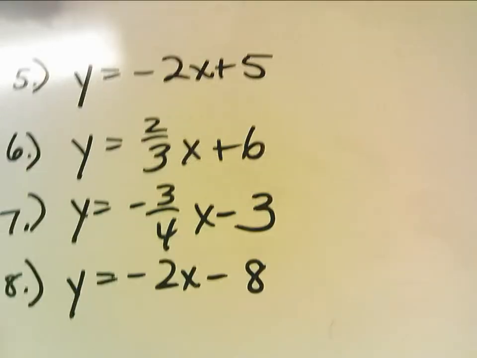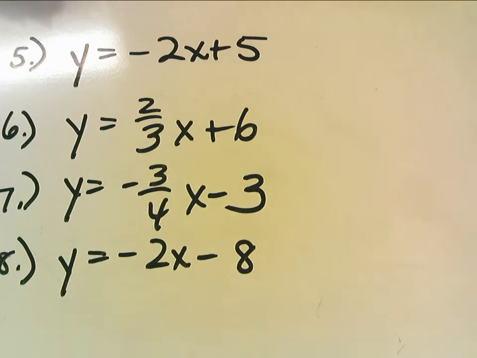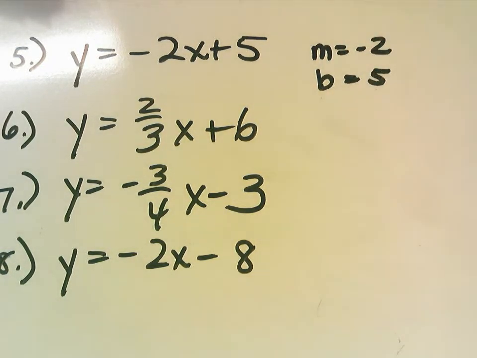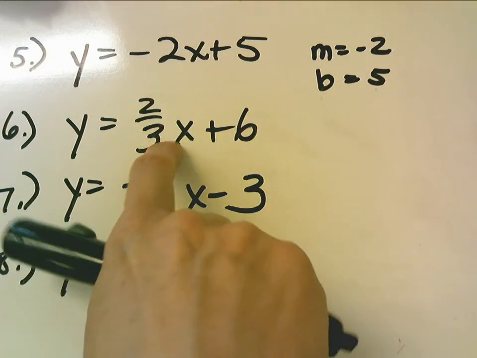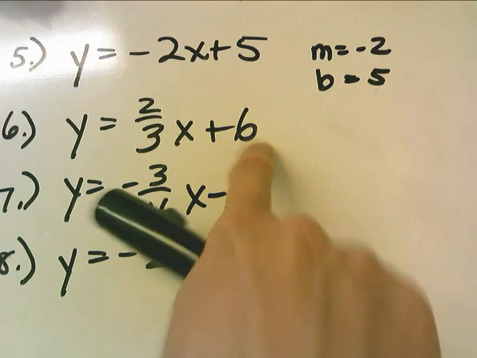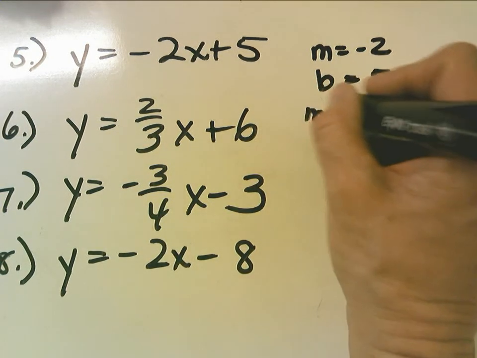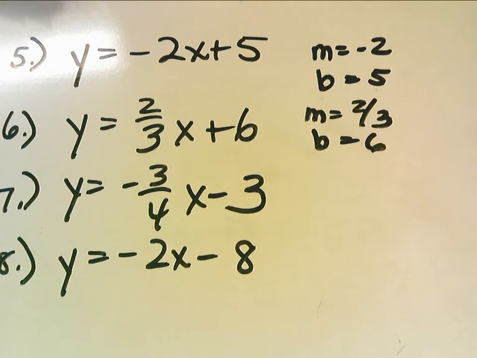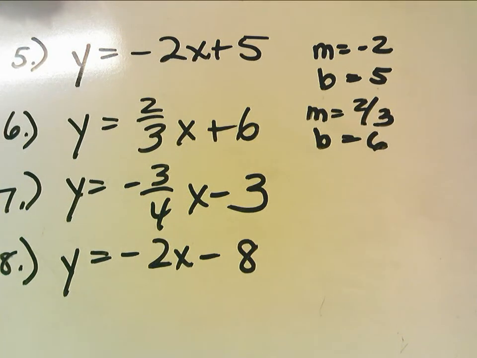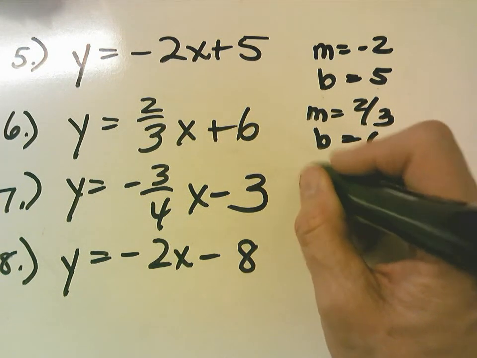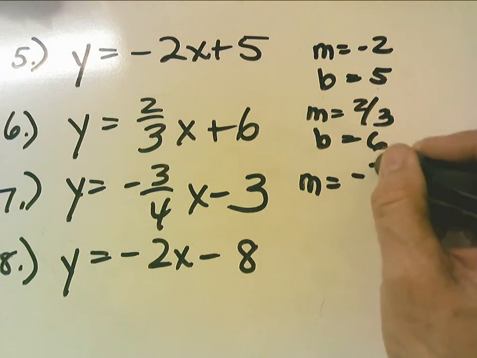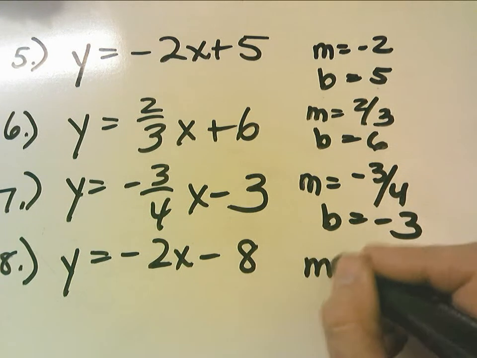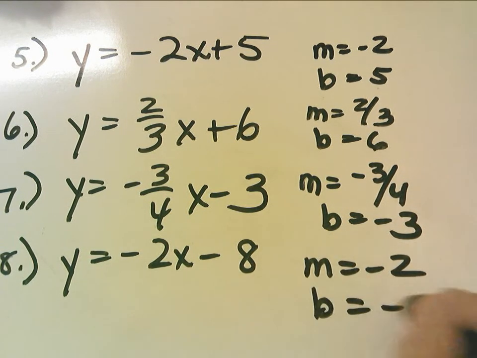Now, for number 5, m is -2, b is 5. For number 6, m is 2/3, b is 6. Now stop the video, and I want you to try to identify the slope and the intercept for 7 and 8. When you're done, turn the video back on and see if you're right. So for 7, slope is -3/4, b is -3. For 8, slope is -2, b equals -8.